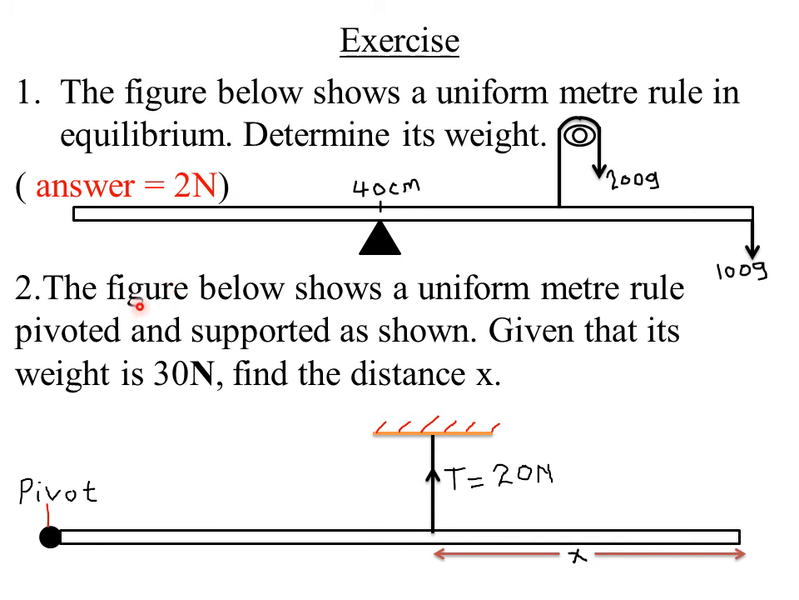Example exercise 2 reads, the figure below shows a uniform meter rule pivoted and supported as shown. Given that its weight is 30 Newton, find the distance x. So here we have our force T, which is 20 Newton acting upwards. Also, just to give you a clue, its weight will act at the 50 centimeter mark. I forgot to indicate the answer, but you can just work it out and see.